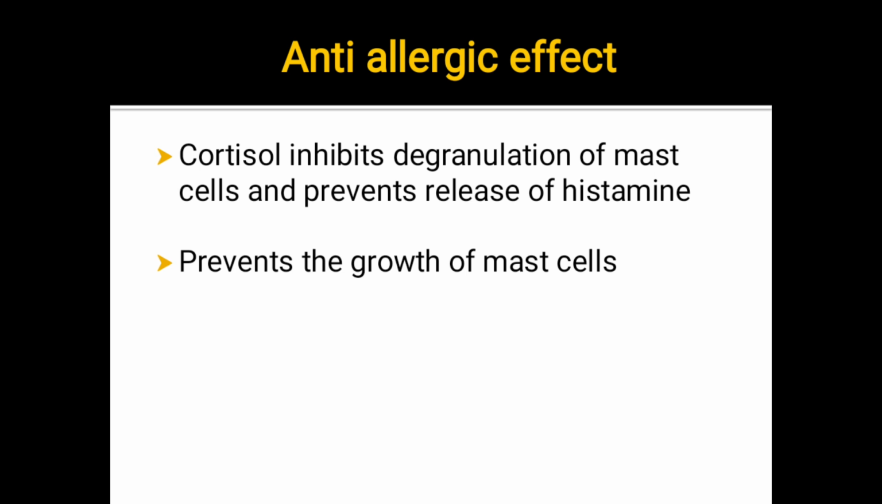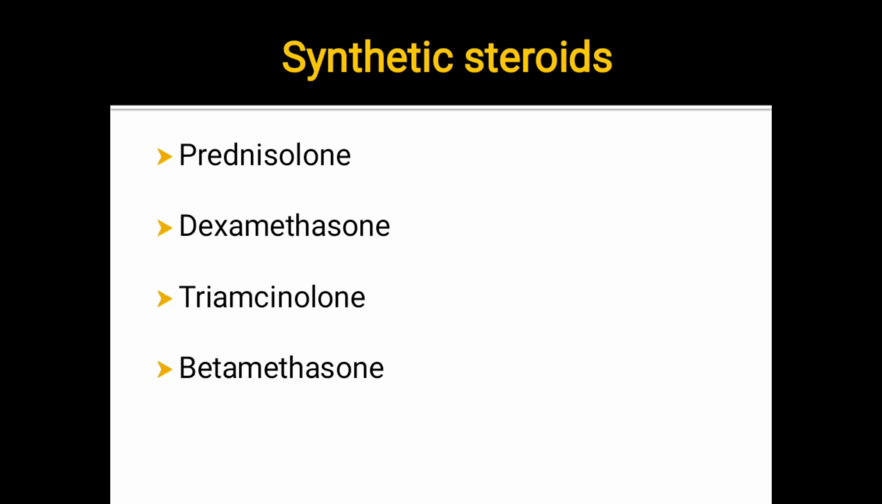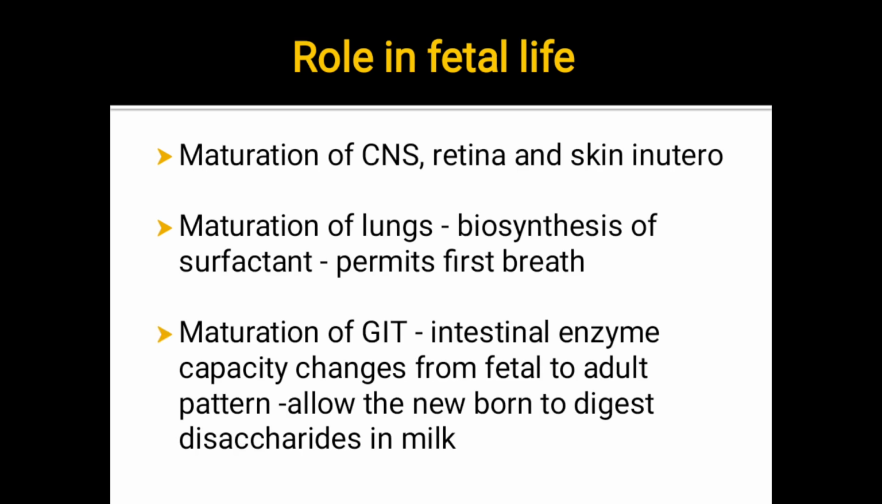So when cortisol is administered, it inhibits the degranulation of the mast cells and prevents the release of histamine. It also prevents the growth of the mast cells itself. Some of the synthetic steroids which are routinely used in clinical practice are prednisolone, dexamethasone, triamcinolone, and betamethasone.